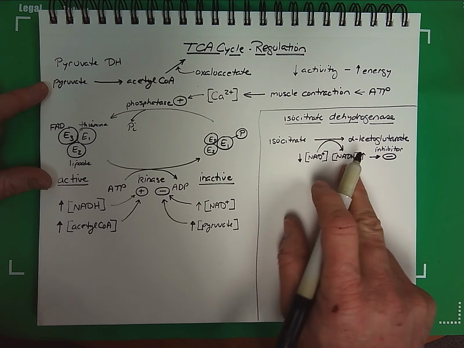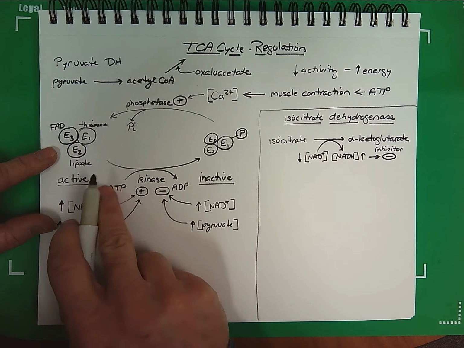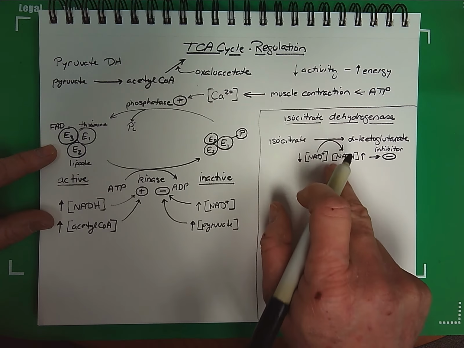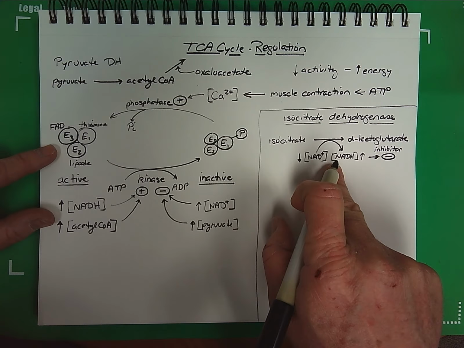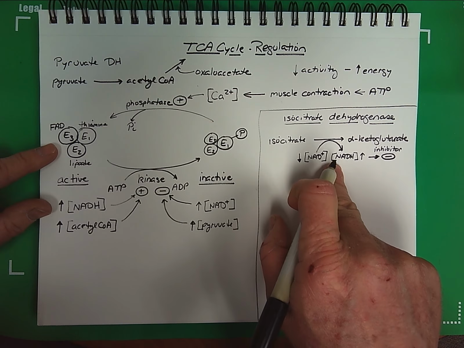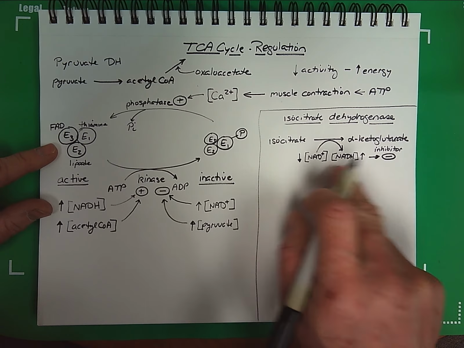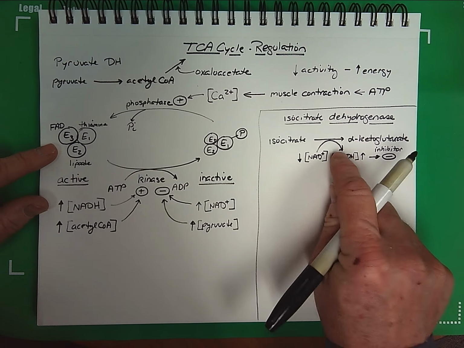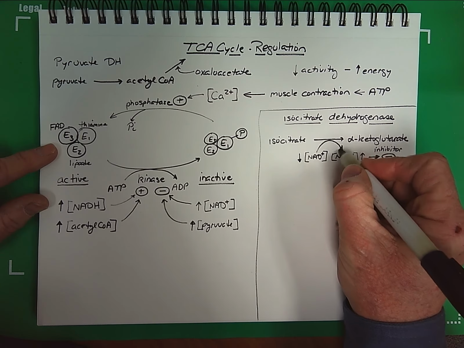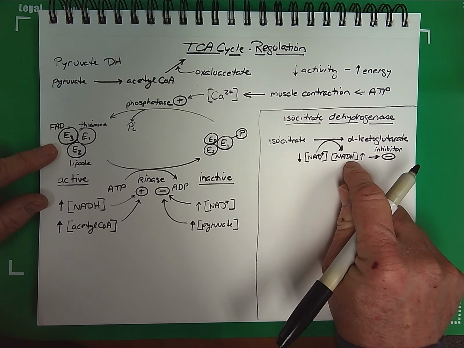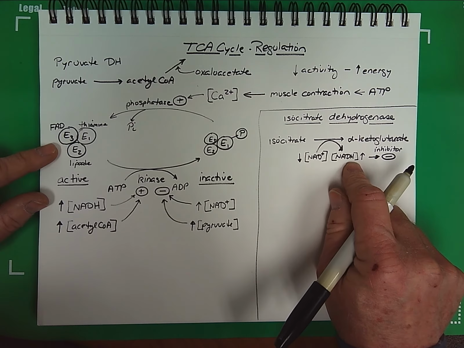So we see that NADH is controlling PDH activity back here, but it's also controlling enzymes within the TCA cycle itself. NADH is the proper regulator, the most effective regulator, because this is the energy-carrying molecule in the matrix of the mitochondria.